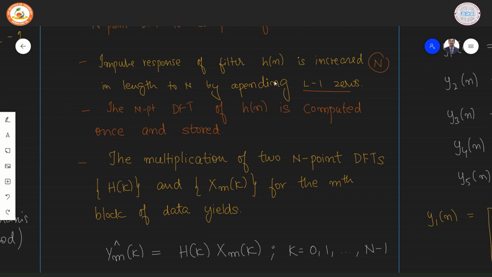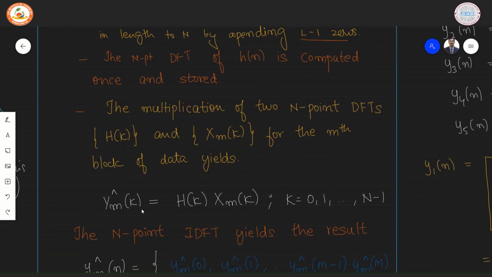The impulse response of the filter h(n) is increased to length N after appending L minus 1 zeros. The DFT of h(n) is calculated once and stored. The multiplication of the two N-point DFTs, H(k) and Xm(k), from the mth block of the data yields Ym cap of k, equal to the product H(k) into Xm(k), where the k value is between 0 to N minus 1 because each block is of size N.